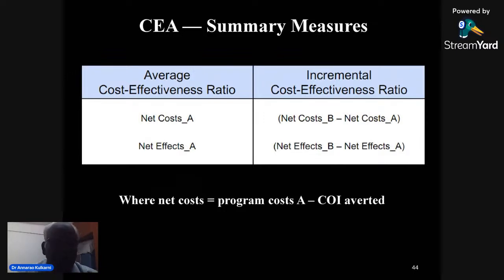Cost effectiveness ratio can be an average, where one intervention at a time is assessed in terms of net cost divided by net benefits. Two or more programs affecting the same health outcome can be compared in terms of the incremental net cost of one program compared to another, divided by the incremental net effects of one program compared to the other.